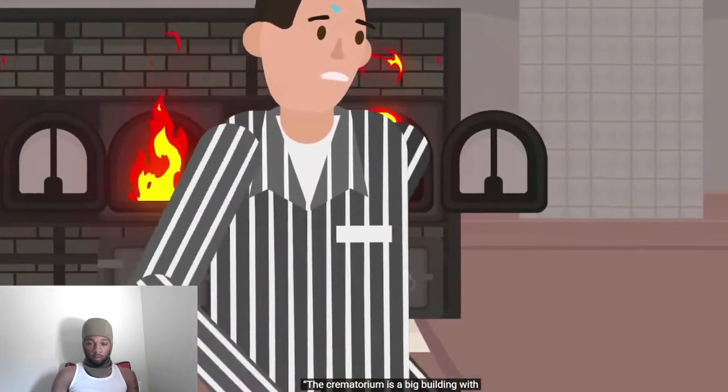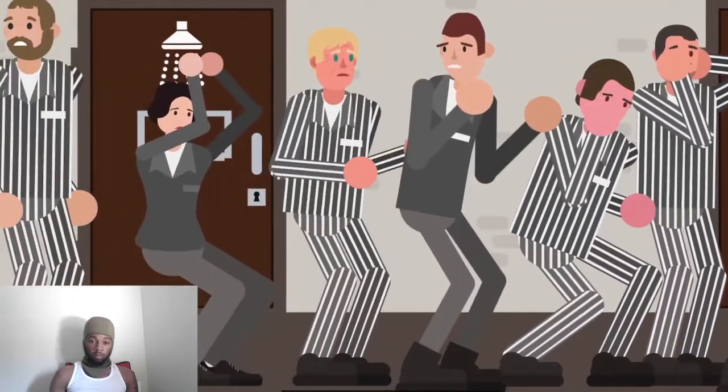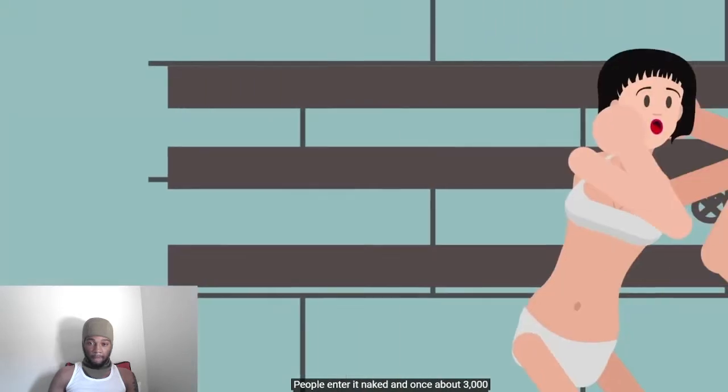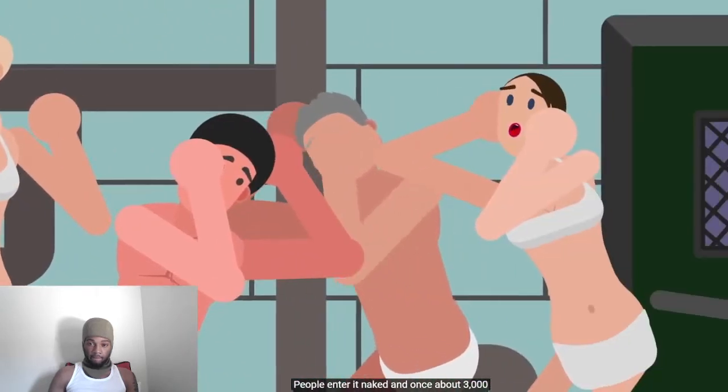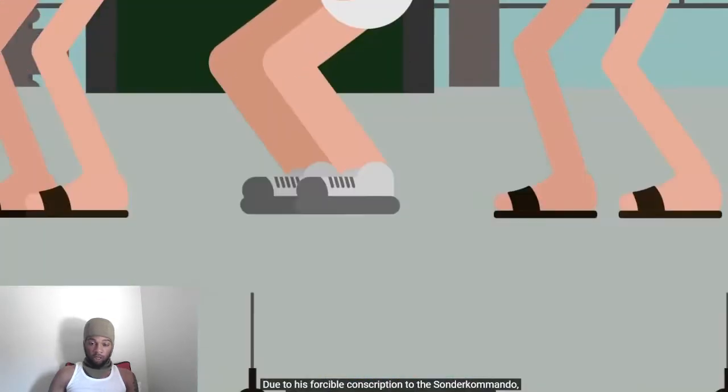The crematorium is a big building with a wide chimney and 15 ovens. Under a garden, there are 2 enormous cellars. One is where people undress, and the other is the death chamber. People enter it naked, and once about 3,000 are inside, it's locked and they are gassed. After 6 or 11 minutes of suffering, they die. 3,000 people in one room.